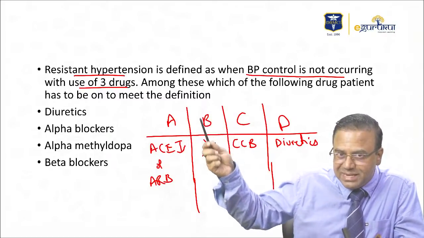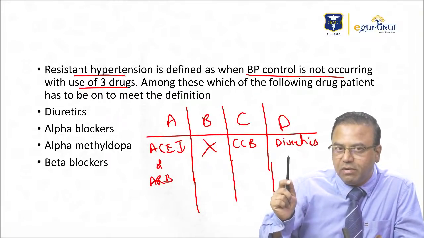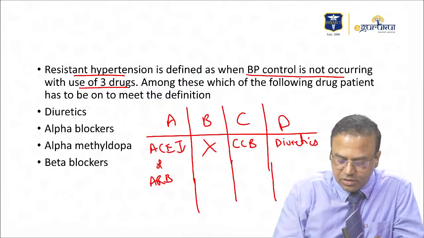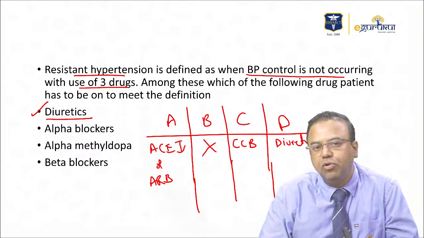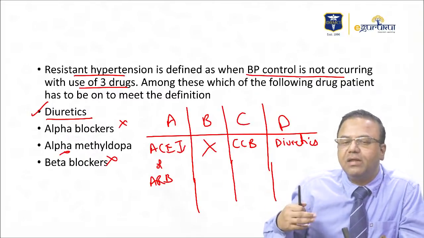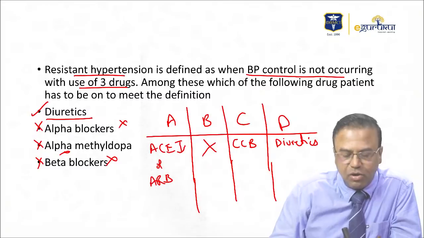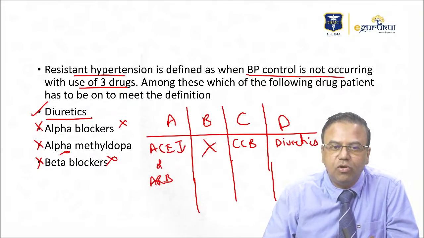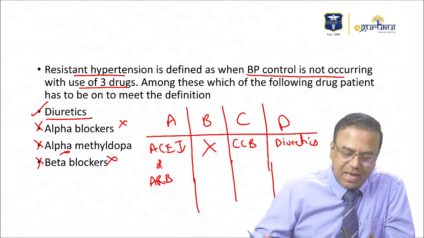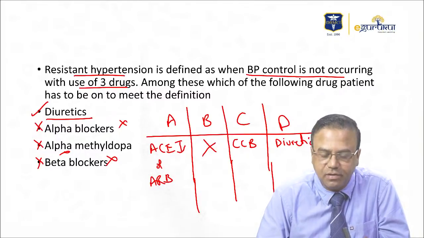Now, in that, compulsorily, they are telling one point. When you say resistant, the patient better be on a diuretic. If the patient was on a diuretic, plus 2 other drugs, totally 3 drugs he was taking, still BP not controlled, then you say that this patient has got resistant hypertension. Now, you know that alpha blockers, beta blockers, alpha methyldopa were not there in our first line list at all. We were not even considering them anyway. These choices, I think, easily could have been eliminated because in the current hypertension guidelines, they don't have a central role. They are not the main players. They have a role when the patient has some other disease, as add-on drugs. But primarily for essential hypertension, they are not the first line drugs.